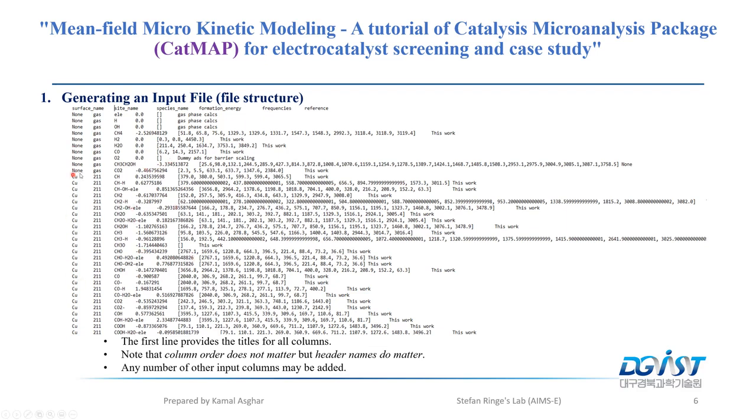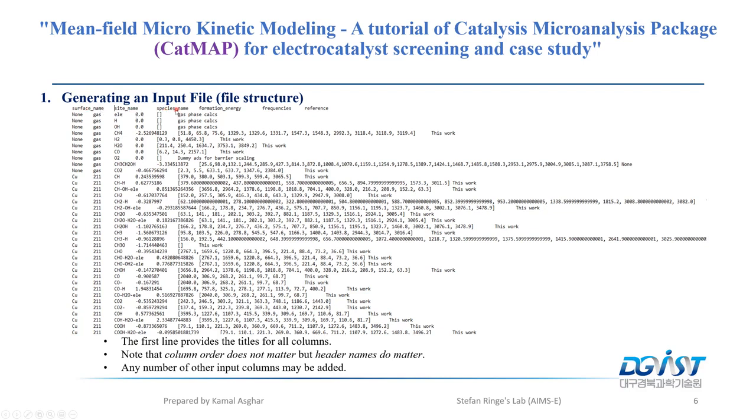In my case, I'm using copper 211. So the site name is 211 and different species are adsorbed. Their formation energy is calculated either by DFT or from literature, already reported in previous literatures, along with vibrational frequencies and reference. The first line provides the titles of all columns. This one is the title of this one, site name is this one, species this one, formation energy like this. The column order does not matter, but the header names do matter.